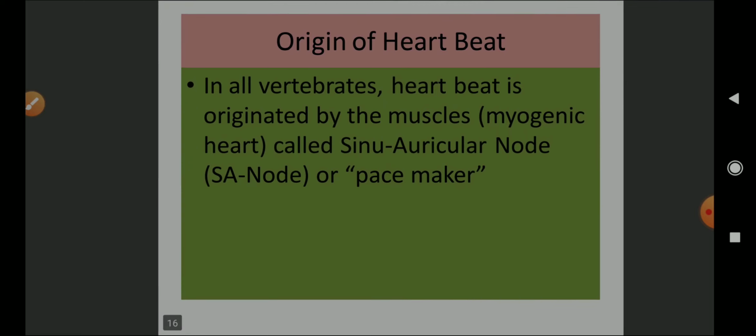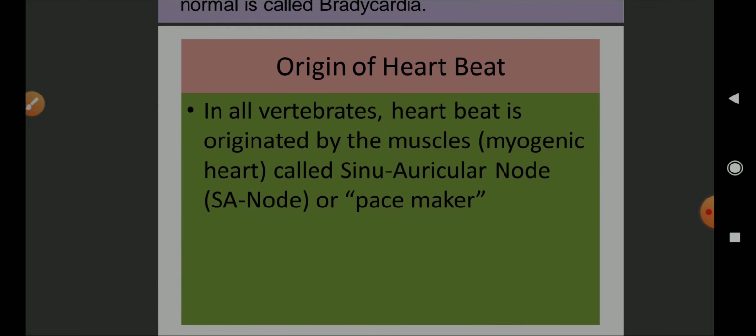Let us see the last part of the topic, origin of the heartbeat. In all vertebrates, the heartbeat is originated by muscles. That's why they are known as myogenic hearts, and it occurs through the sino-auricular node, that is the pacemaker.